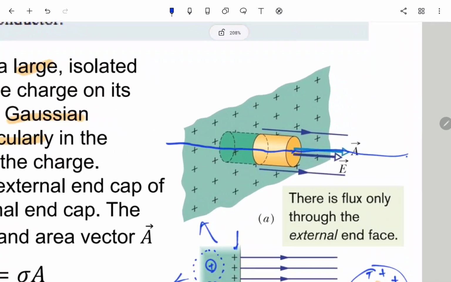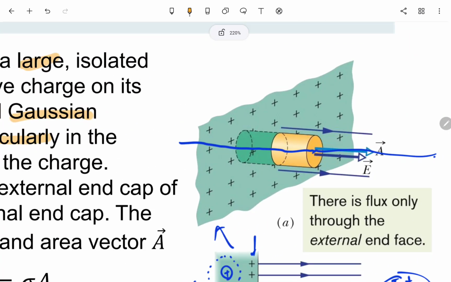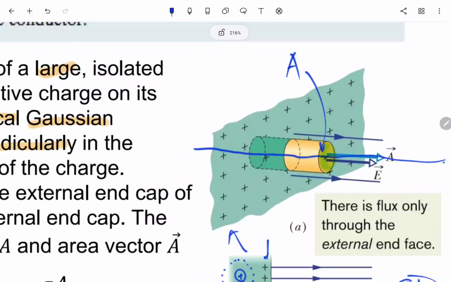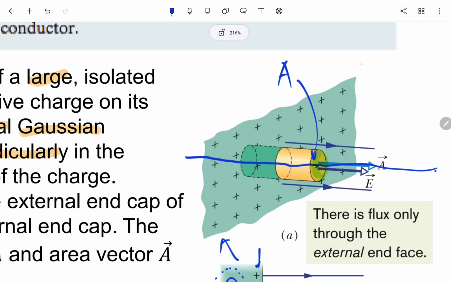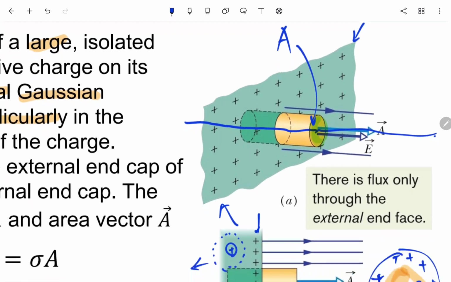So the external end cap has the area A. What it means is that we assume these parts have a surface area of A. And as this is like a plane and infinitely large, actually it should have symmetry. Okay, it should have symmetry.